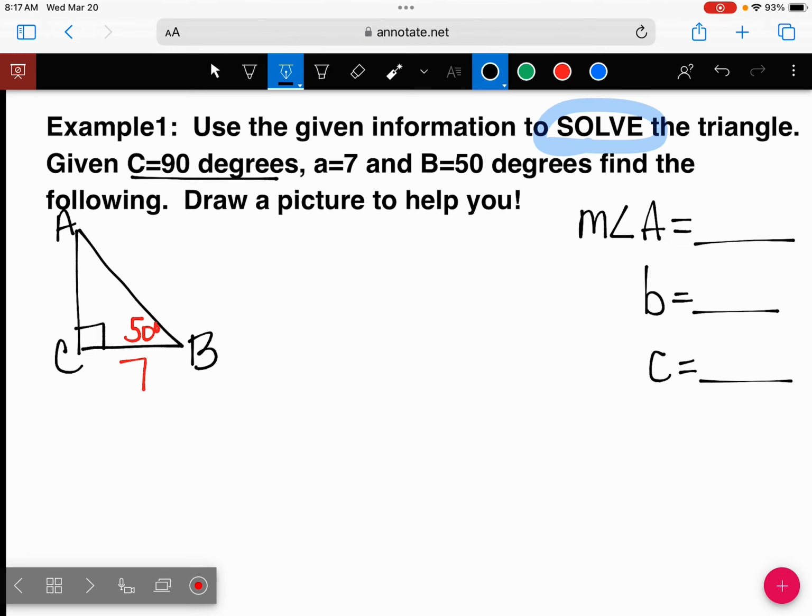Because going back to geometry, what do you know about triangle sum? How many degrees are in a triangle? 180 degrees. I'm sorry, what's the sum of the angles inside of a triangle? 180. So if I'm trying to find angle A, it would be 180 minus 90 minus 50. So angle A equals 180 minus 90 minus 50, which is what? And go ahead, type it in your calculators if you need to.